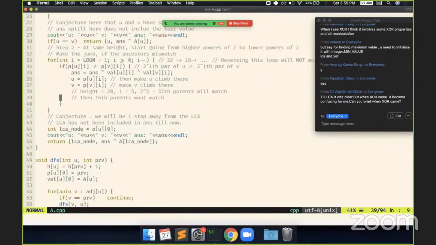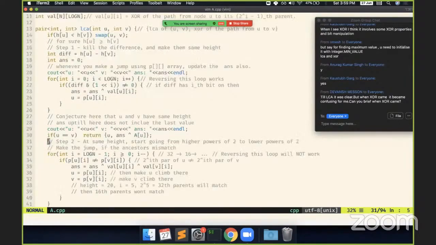Okay, I understood the error. The error was here, I think. Yeah, in the jumping portion, eventually. It should have been this.